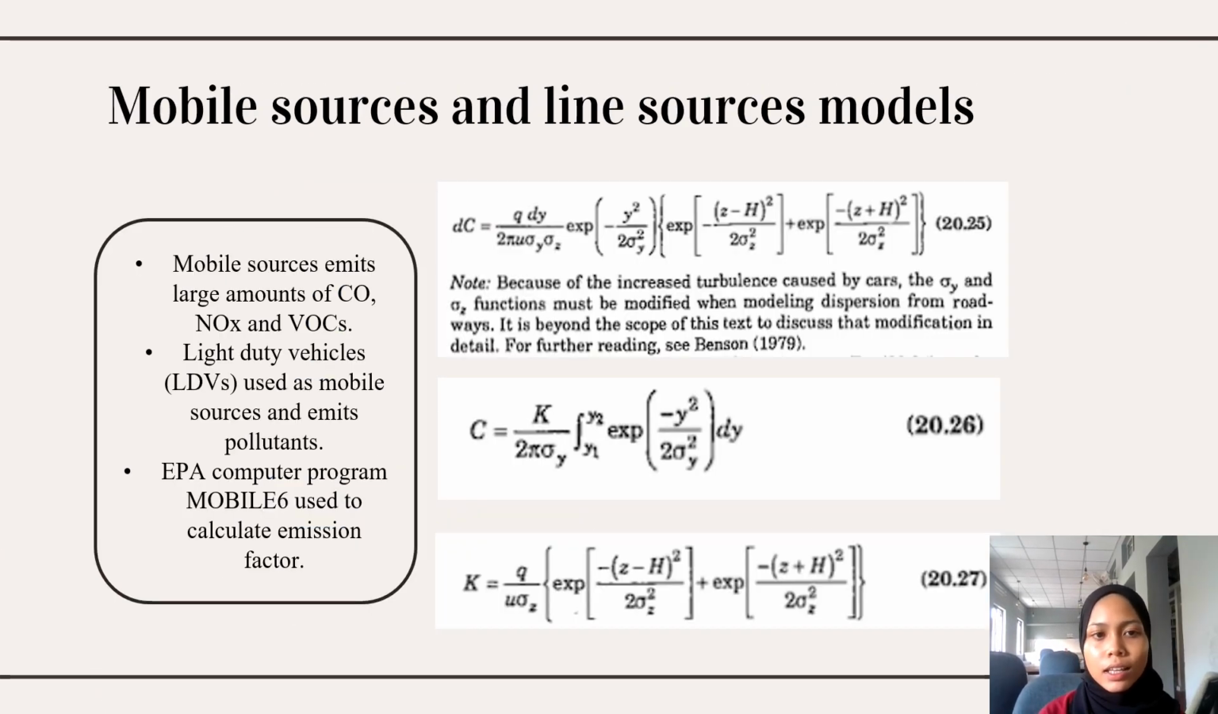Next, the mobile sources and line sources model. We can see that we have three equations here: 20.25, 20.26, and 20.27. Mobile sources emit large amounts of CO, NOx, and VOCs. Light duty vehicles are used as mobile sources and emit pollutants. The EPA computer program MOBILE is used to calculate emission factors.